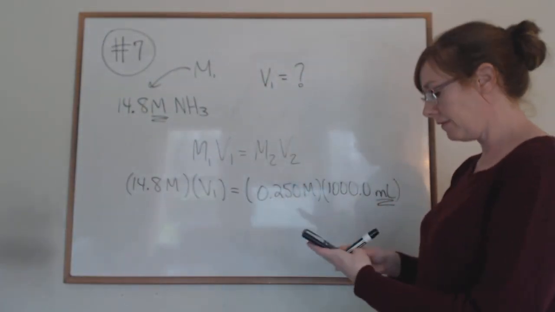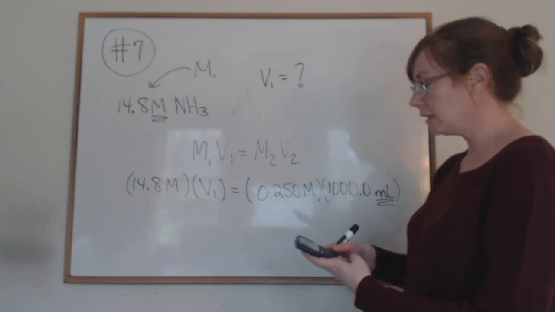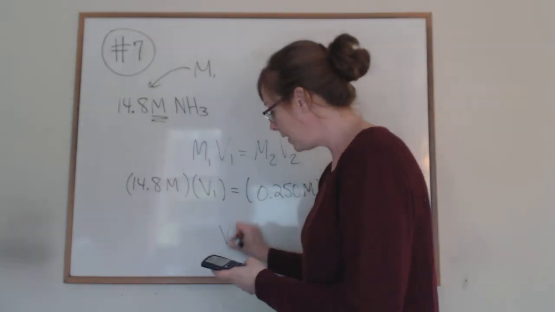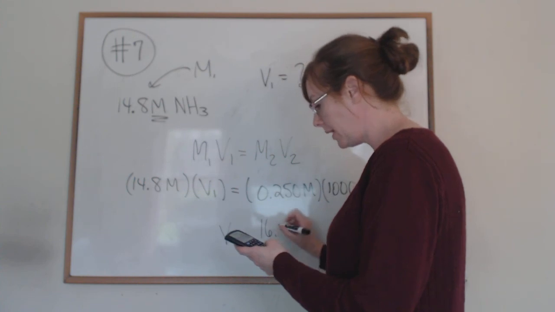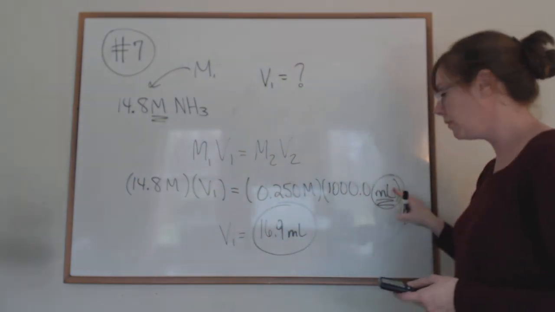So I just do the right side first, and then I divide both sides by 14.8. V1 is going to equal, and I want 3 sig figs, 16.9 milliliters. And I know that's the unit because that was the volume unit over here. And that is how you would do that one.